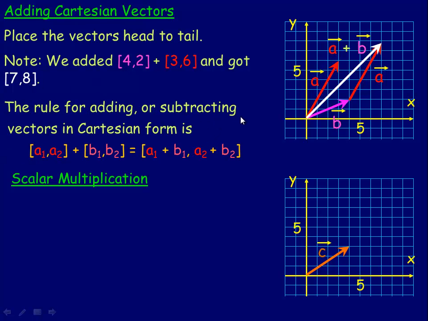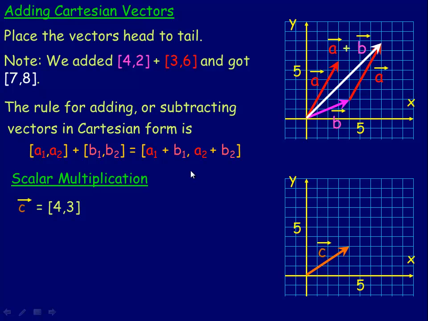So the rule for adding or subtracting vectors in Cartesian or component form is: the vector [a1, a2] plus the vector [b1, b2] would be [a1 plus b1, a2 plus b2]. So we add the two x components, we add the two y components.